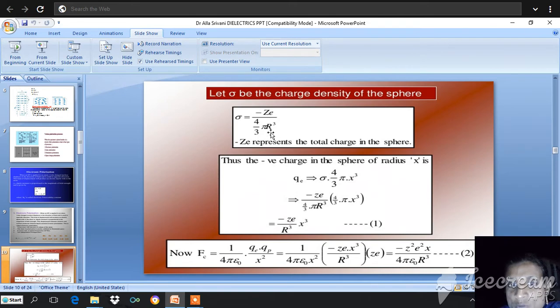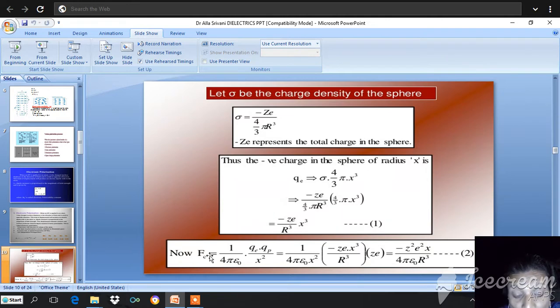So sigma into 4 by 3 pi x cube. If we simplify this relation by substituting in place of sigma, minus ZE by 4 by 3 pi r cube, then it gets simplified by cancellation of 4 by 3 pi. So we get minus ZE x cube by r cube.